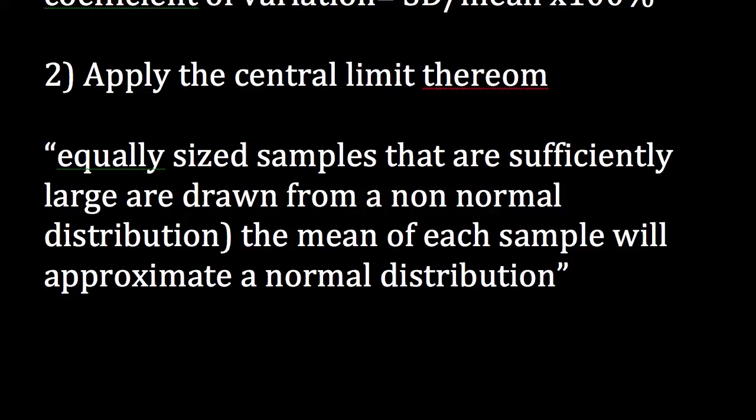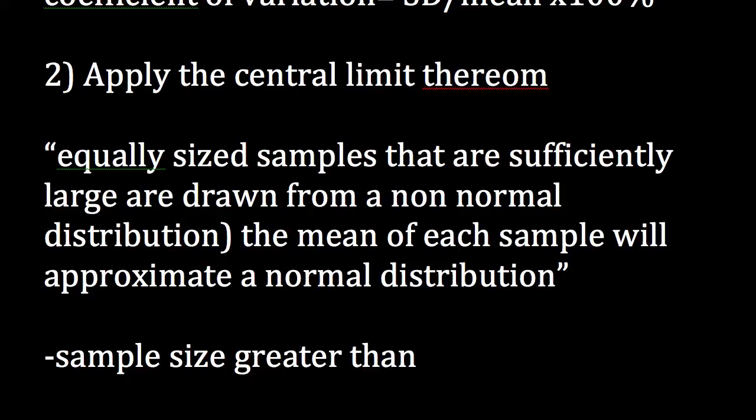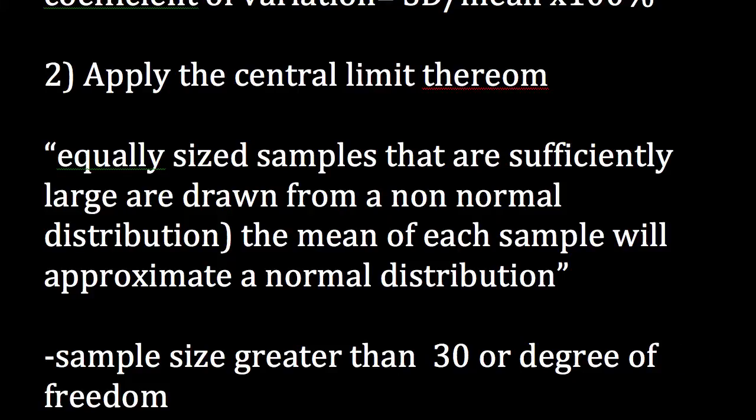However, if outliers are the cause, this will still not be normally distributed, so an outlier could not have been the cause of the non-normal distribution in the first place. What does sufficiently large mean? It means a sample size of greater than 30 or degrees of freedom greater than 20. And we'll talk more about what degrees of freedom are in a future video.